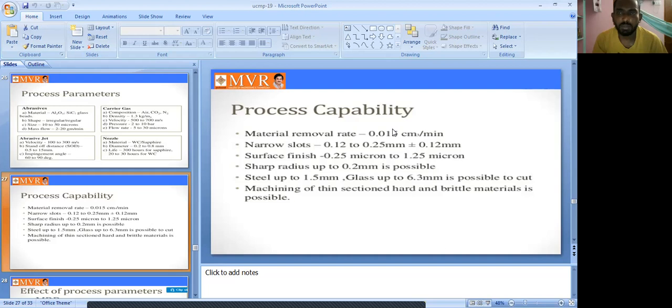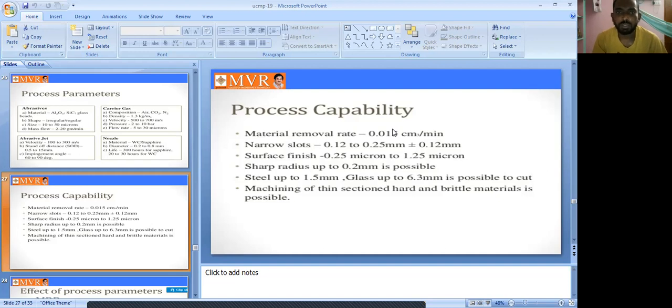Coming to today's class, we will discuss what is the process capability, what is the effect of process parameters, and what is the effect on MRR. So what are the advantages, what are the disadvantages, what are the applications. Today we will complete the abrasive jet machining process, and next class we will start a new topic.